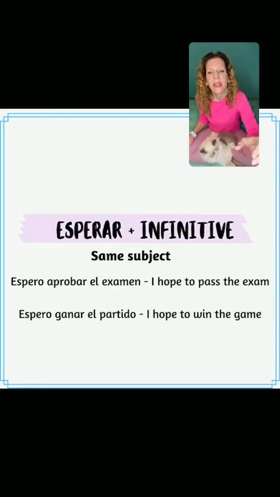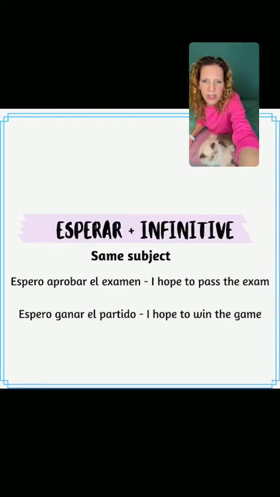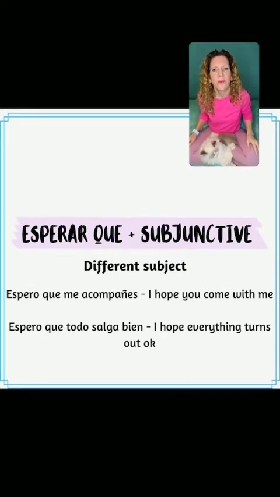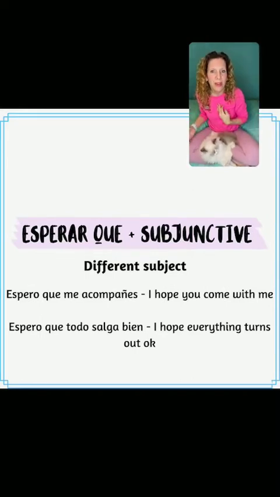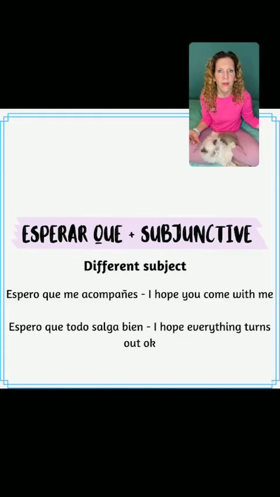And if it's a different subject, then that is when we use the subjunctive. So, espero que me acompañes. I hope you come with me. As you see, there are two different subjects, so we have to use subjunctive. Another one is espero que todo salga bien. I hope everything turns out okay. So, are we good?